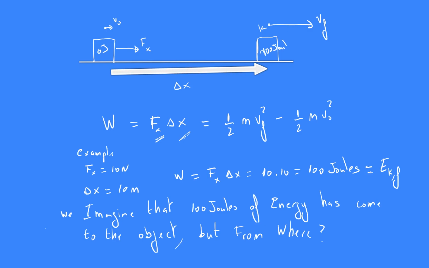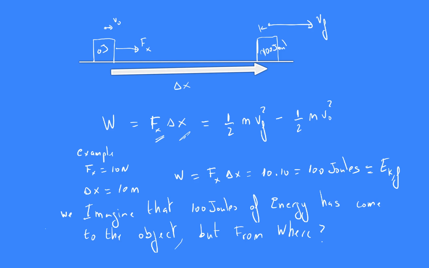Let's make some numbers. Imagine that the force is 10 newtons, and you displace the object 10 meters. So you do a positive work of 100 joules, 10 times 10. So the work is the change in the kinetic energy: final kinetic energy minus initial kinetic energy. I said that the kinetic energy initially is 0 because the velocity is 0. So the work has put kinetic energy of 100 joules on the object.